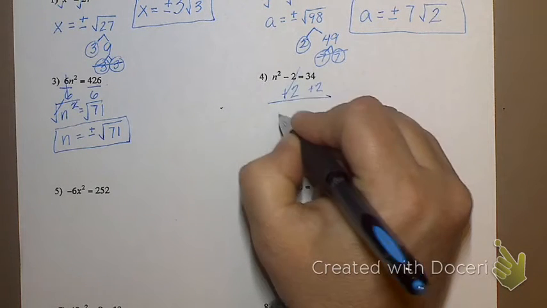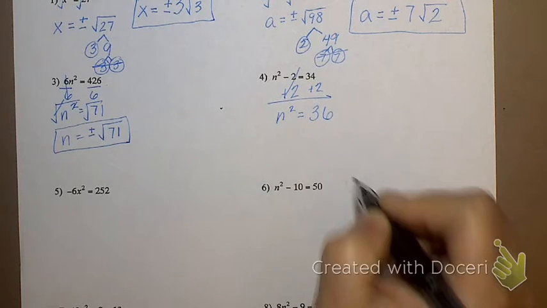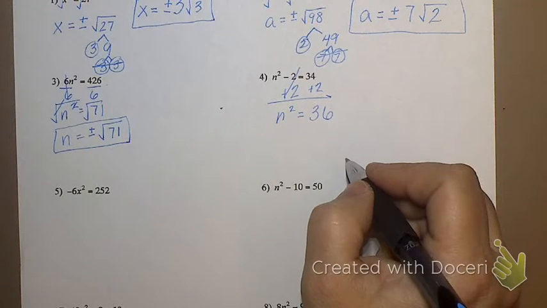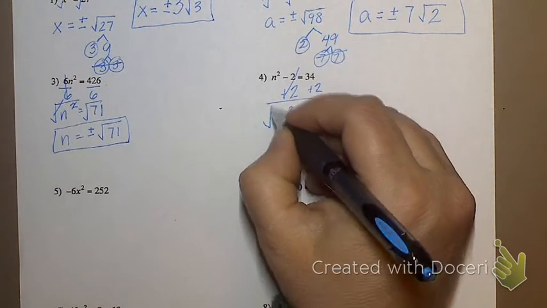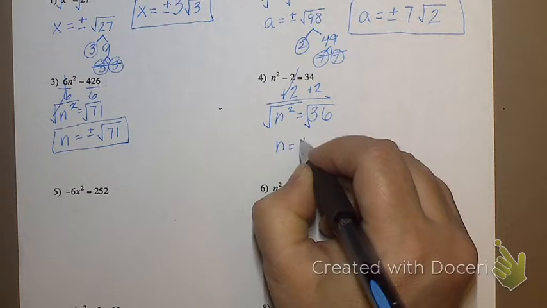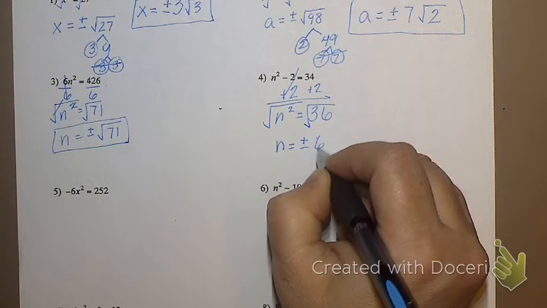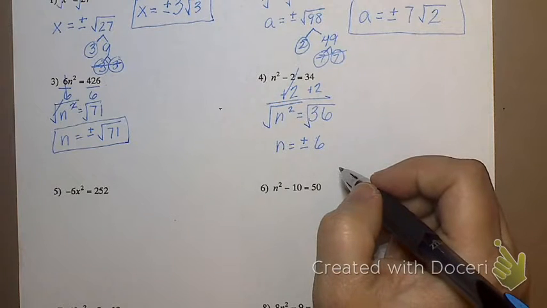Okay, so n squared is equal to 36. Now what? Square root, remembering to put what into the problem? So I have plus or minus, what? What is the square root of 36? 6. Does it still have the radical? No.